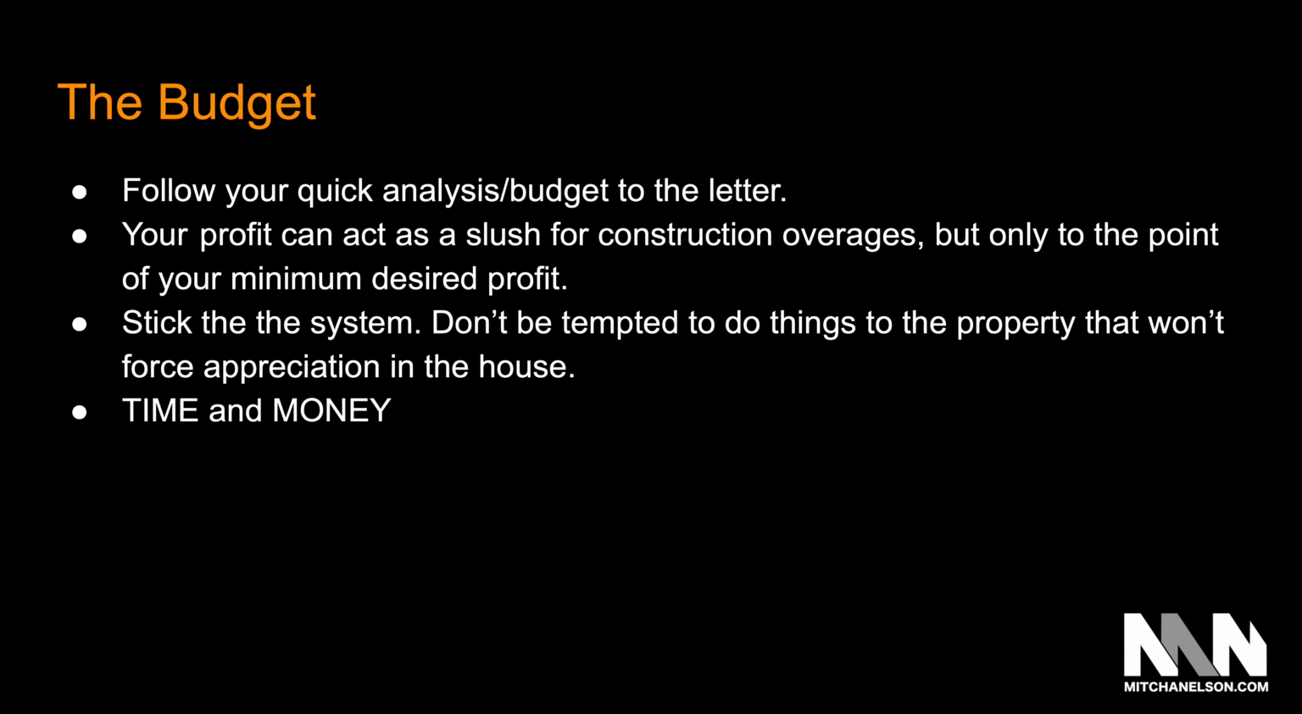Your profit can act as a slush fund for construction overages, but only to the point of your minimum desired profit. So let's say that you have a minimum desired profit, like me, of $30,000 per fix and flip. If you have some overages in some areas, let's say they break into a wall and they see that some electrical was done poorly and needs to be redone, and that's going to cost you $1,000. Well, rather than going back and raising an extra $1,000, I know that my profit margin has $30,000 in it. That $1,000 can come out of that profit margin and decrease my profit to $29,000.